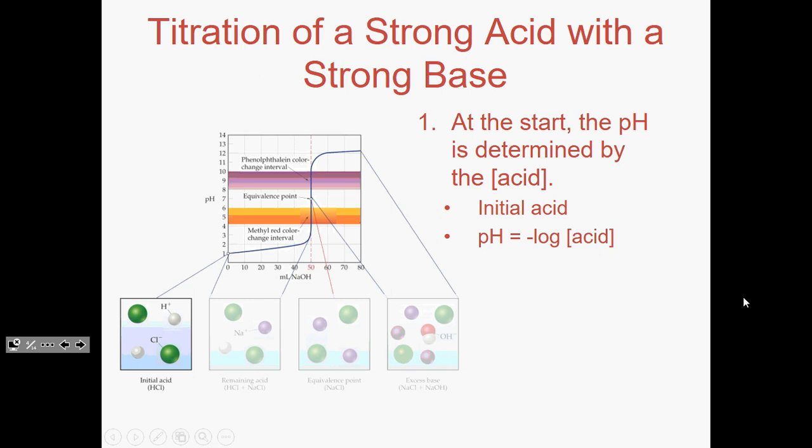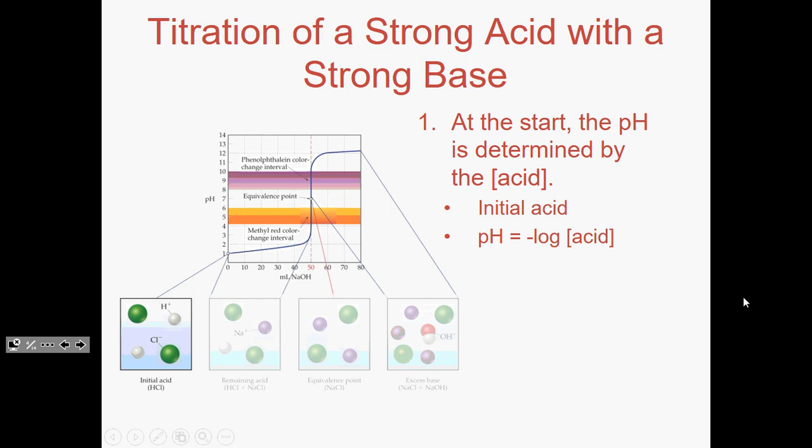Now at the start of the titration, we haven't added any base yet, so we call this the initial acid period. As a strong acid, we can calculate the pH from the concentration of the acid for everything but sulfuric acid, because we haven't neutralized the acid yet. And strong acids, we can directly calculate their pH using the negative log of the acid concentration. That's going to give us the pH. So that's how we find our pH at the beginning. We just take the negative log of the acid concentration.